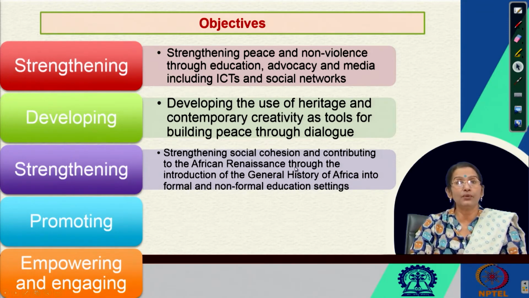Similarly, strengthening the social cohesion, that is the social relationships, team building, that group feeling, we feeling, then group dynamics, contributing to the African Renaissance. This is the case study given based on the African country. That means through the induction of the general history of Africa into the formal and non-formal education. So, the project we started in Africa: how to enhance the awareness of the African people regarding their general history, background, their old value systems, everything. So, history, you can say ancestry, all kinds.